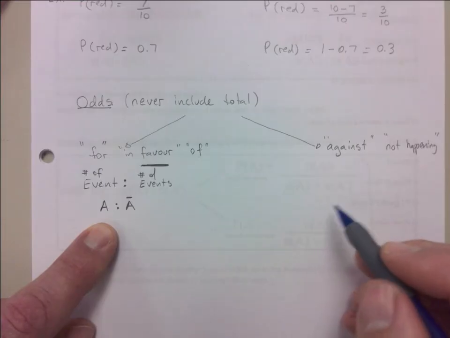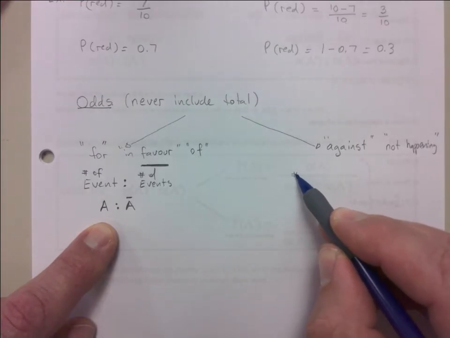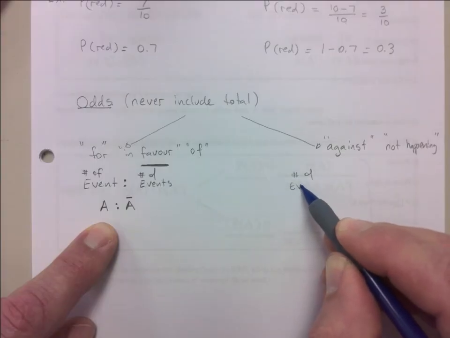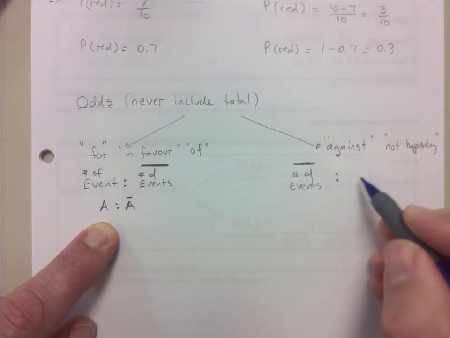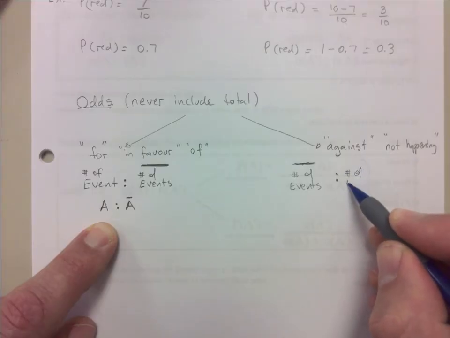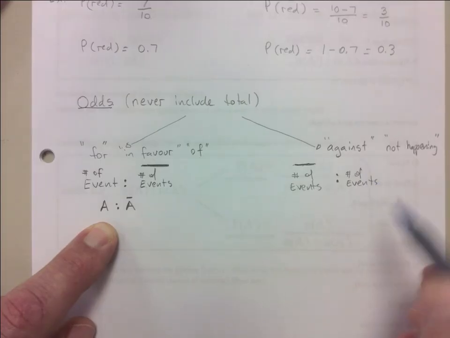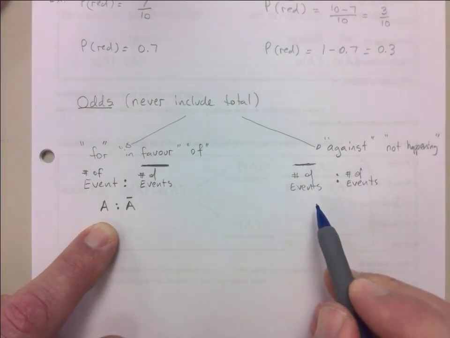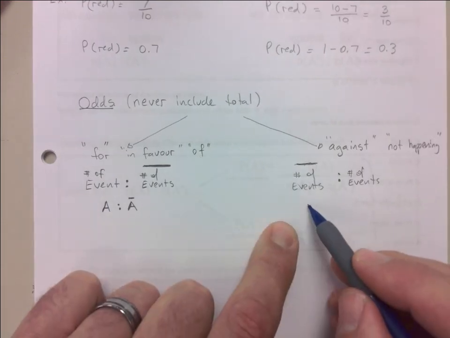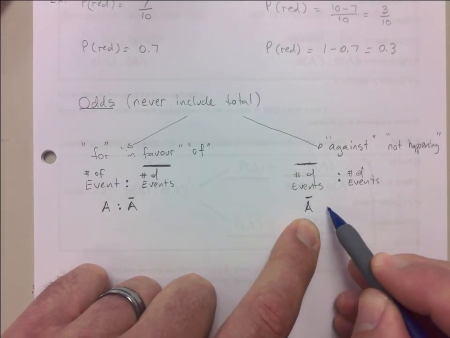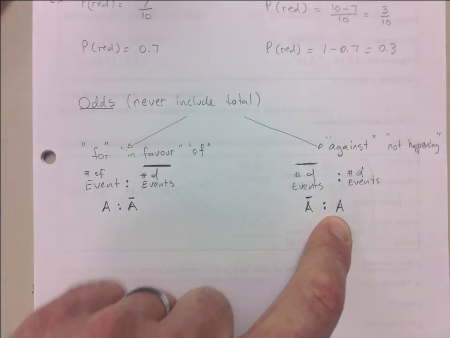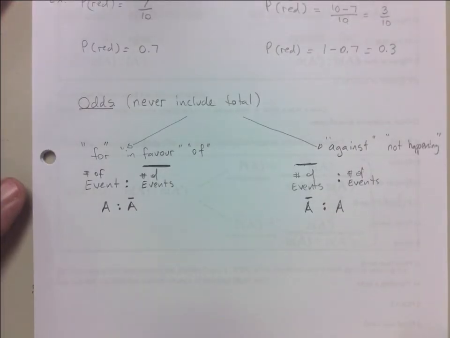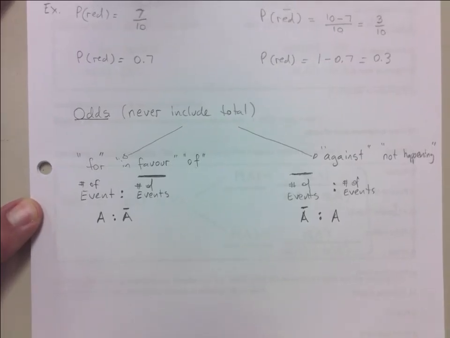When it's against, it's the number of events where it's not happening that comes first, versus the number of events happening. Okay, so it's in this order that you have it there. So really, you would flip it. You would have how many instances is it not happening? How many instances is it happening? Okay, so I will use my previous answers here.